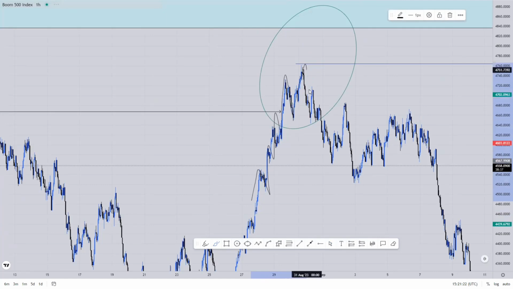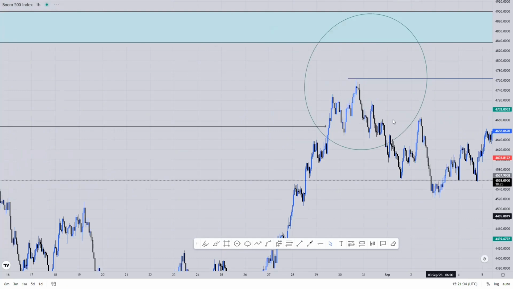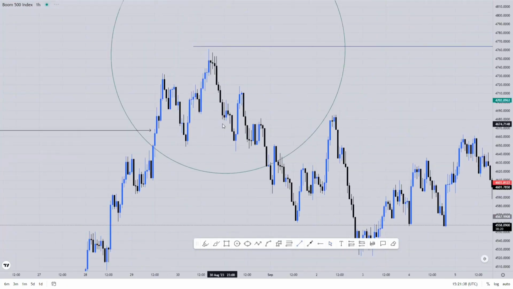You would have waited for something like a shift before jumping into the trade. Where did the shift happen? You zoom in like this. When you zoom in like that, you realize that they actually did shift right here. That's where the shift happened.